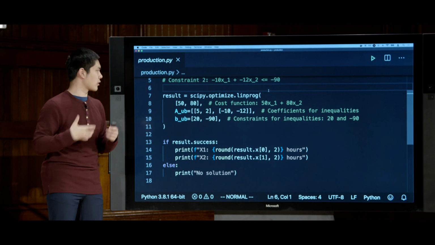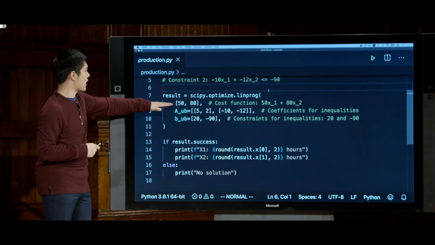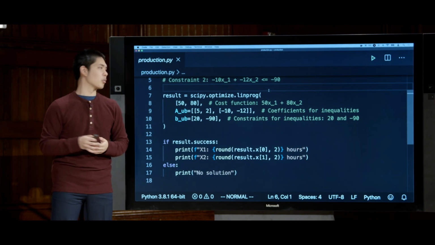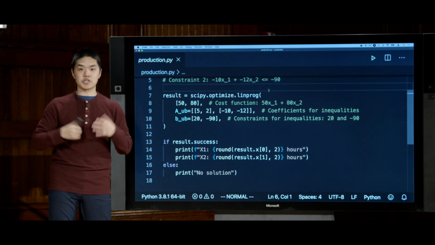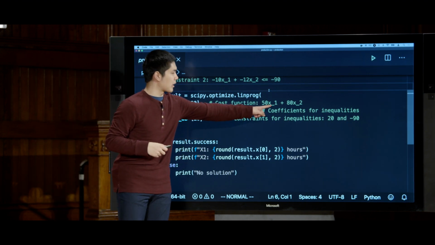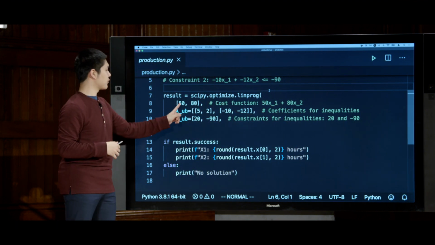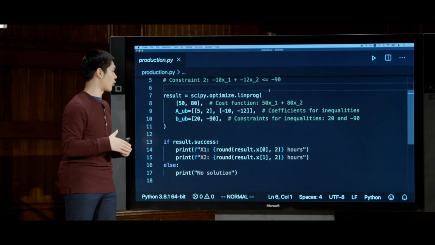So it needs to be in a particular format, which might be a little confusing at first. But the first argument to scipy.optimize.linprog is the cost function, which is in this case just a list that has 50 and 80, because my original cost function was 50 times x1 plus 80 times x2. So I just tell Python 50 and 80, those are the coefficients that I am now trying to optimize for.